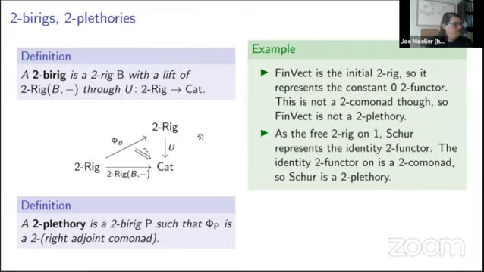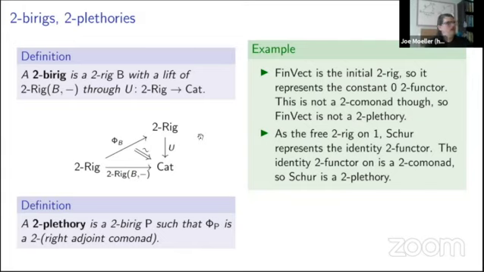And we can also use the other characterization of plethores to define our categorification of it. So a 2-plethore is just going to be a 2-birig which is also equipped with the structure of a comonad. So this is all in parallel to the characterizations that we had of the structure of a biring and a plethore. And we also get similar examples of these things.